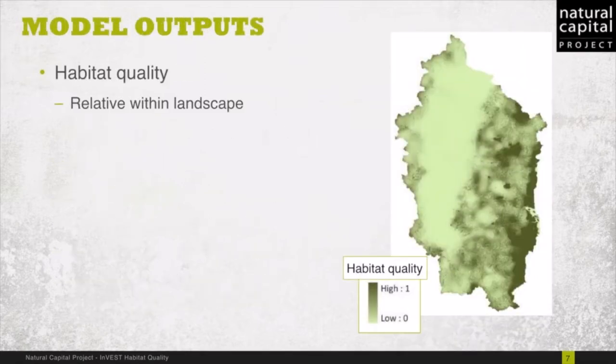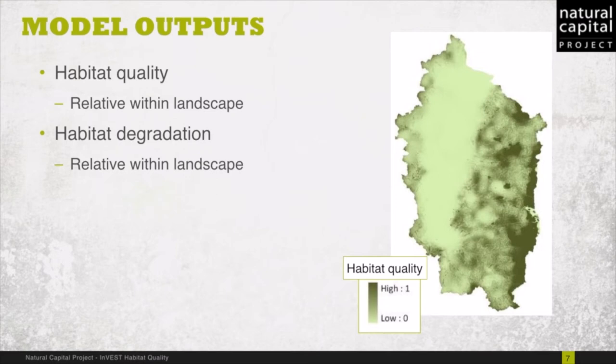There are three main outputs for the model. First, we have habitat quality, which represents the habitat quality on the current landscape. Higher numbers indicate better habitat quality, vis-a-vis the distribution of habitat quality across the rest of the landscape. Areas on the landscape that are not habitat get a quality score of 0. The quality score is unitless and does not refer to any particular biodiversity measure.